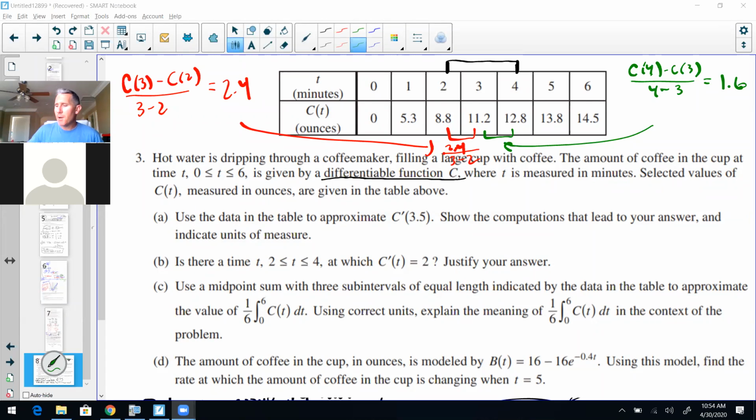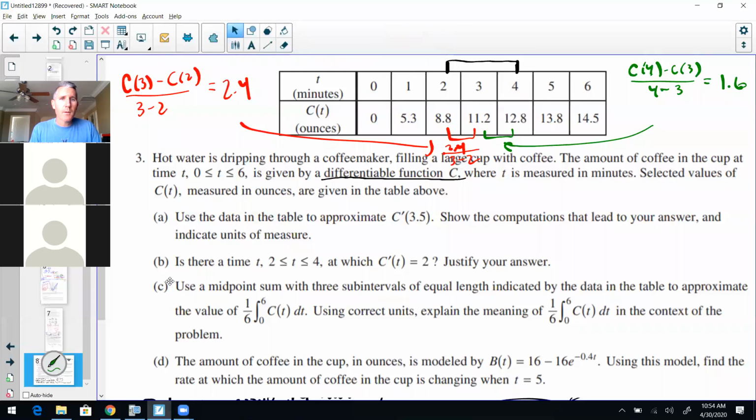So does that guarantee that if the rate is coming out at 2.4 ounces per minute, that's the average rate in between 2 and 3, and then in between 3 and 4 minutes it's coming out at an average rate of 1.6, does it have to have been coming out at exactly 2 ounces per minute for some time in between 2 and 4? Thoughts on that? Anybody? I'd say yes because we know it's continuous and also differentiable. So by MVT, it has to.